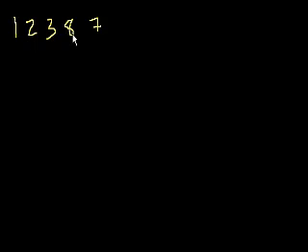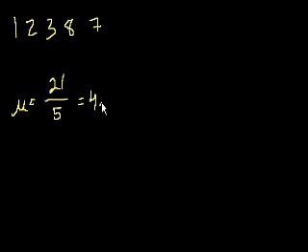6 plus 8 is 14. 14 plus 7 is 21. So the mean of this population, you sum up all the data points, you get 21, divided by the total number of data points: 1, 2, 3, 4, 5. 21 divided by 5, which is equal to what? 4.2. Fair enough.